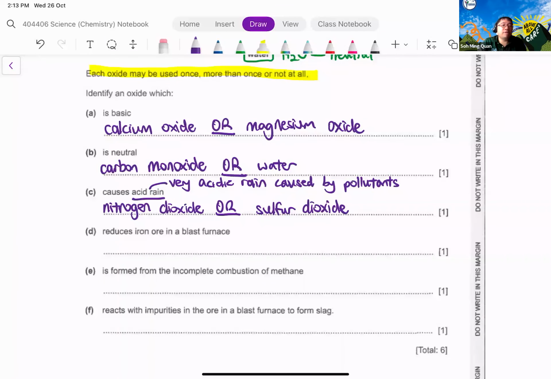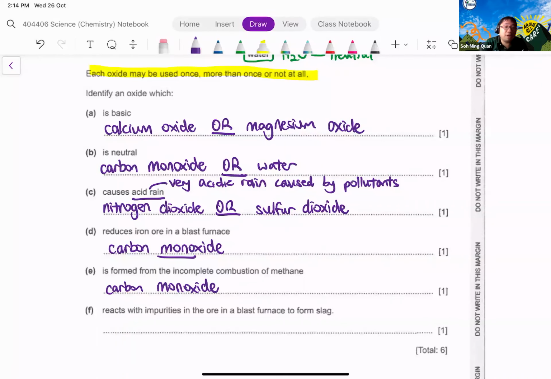Next, what reduces iron ore in a blast furnace? This one, there's only one answer. Blast furnace, the reducing agent is carbon monoxide. Okay, next, what is formed from incomplete combustion of methane? Incomplete combustion, carbon monoxide as well. So you can see carbon monoxide can in fact be used 3 times, B, D, and E, right?